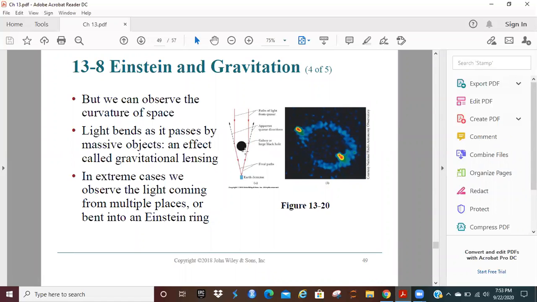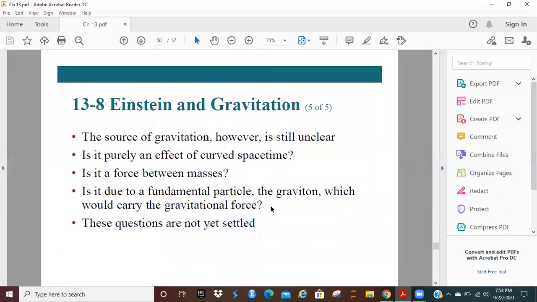Light bends as it passes by massive objects, and this is called gravitational lensing. In extreme cases, we observe light coming from multiple places or bent into an Einstein ring. This was also observed, I believe, in a solar eclipse around 1919, 1920. It was actually used to try to prove whether or not Einstein's theory of relativity was correct, and indeed it was.